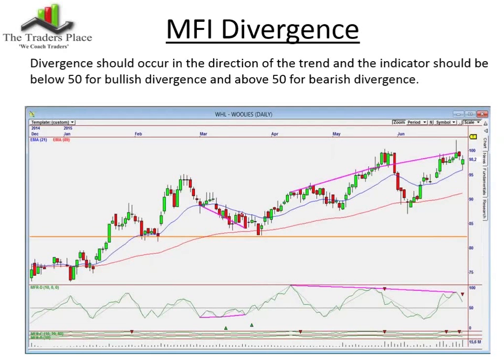Money flow index divergence, and it's a little bit different to some of the other indicators. Divergence should occur in the direction of the trend, and I'm just using the 21 above 89 exponential moving averages for trend. The divergence occurs in the direction of the trend, so while the trend is up, I'm looking for bullish divergence, excuse me, and the MFI must be below 50 on a bullish.